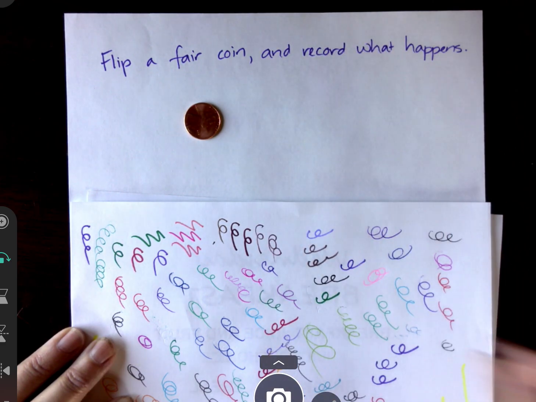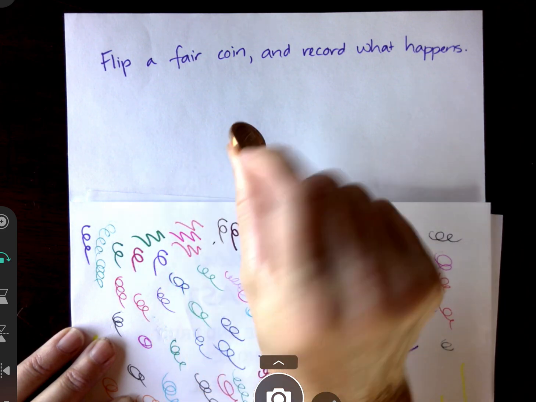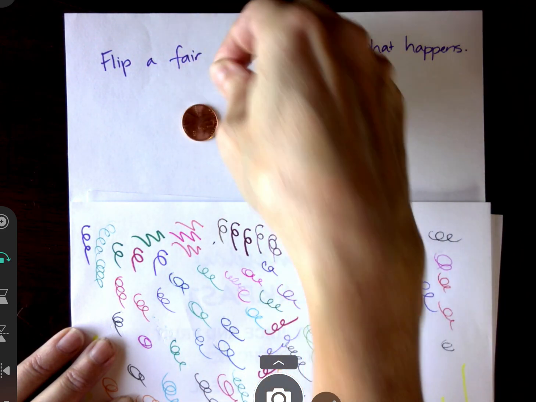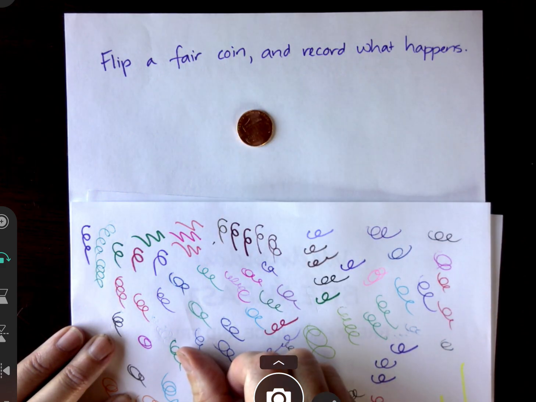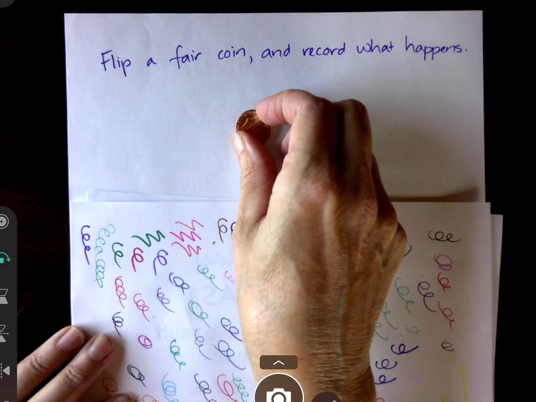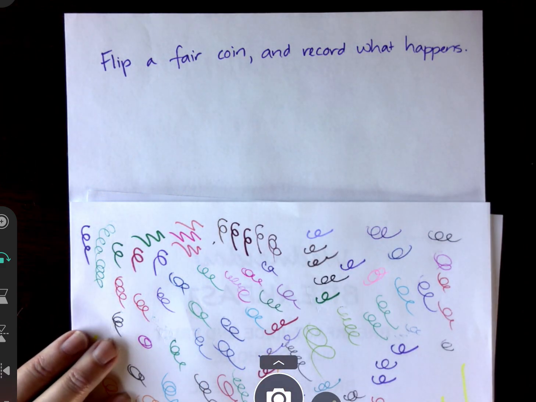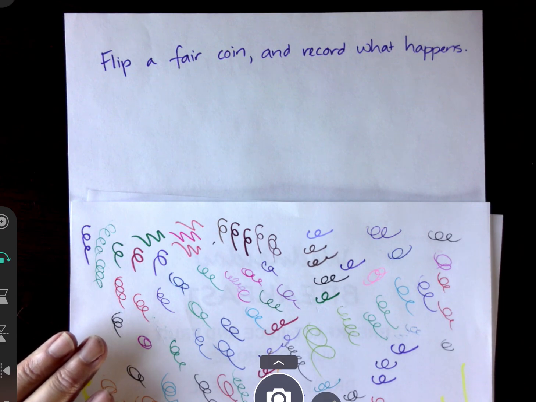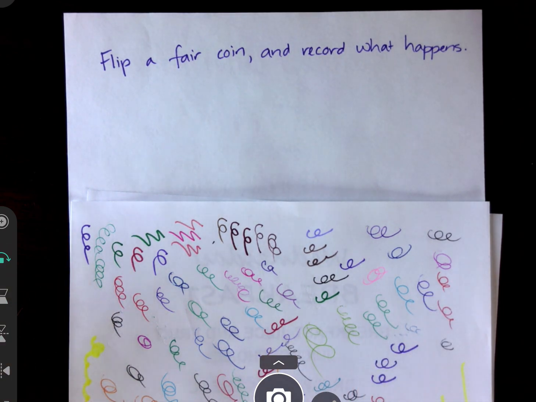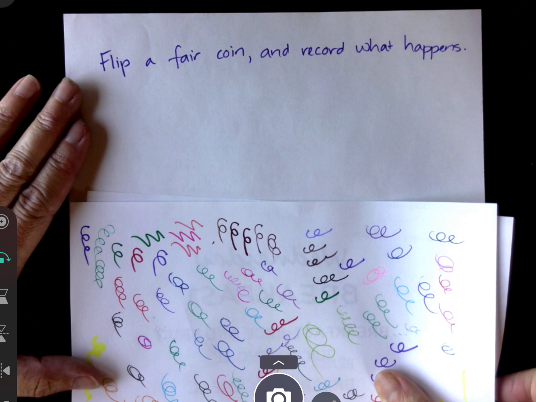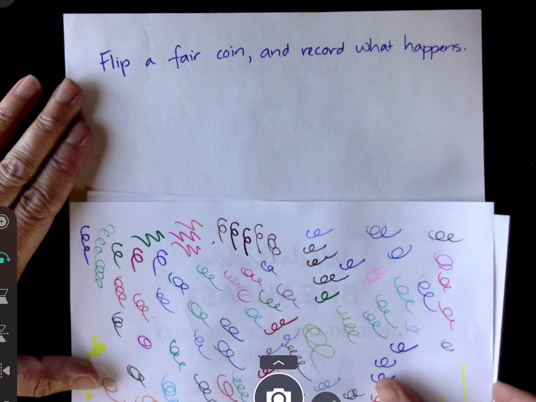So if we take one coin and we flip it, and if it's a fair coin, then we have a 50% chance of the coin landing with heads up and a 50% chance of the coin landing tails up. And that's assuming that we do have a fair coin. When we flip a fair coin and record what happens, if we only flip the coin one time, it's not terribly interesting.